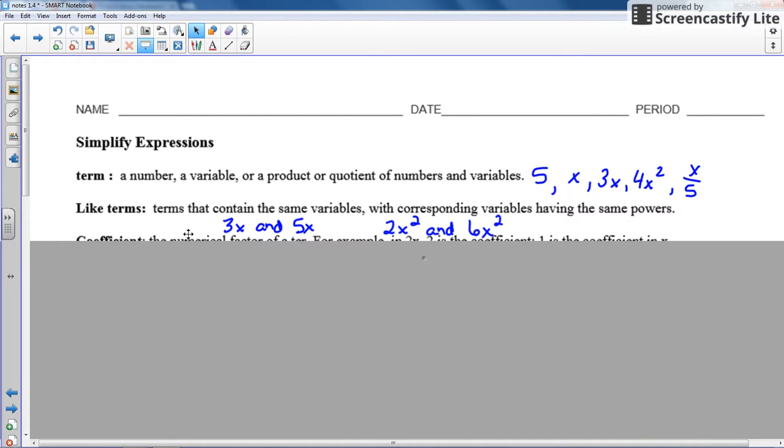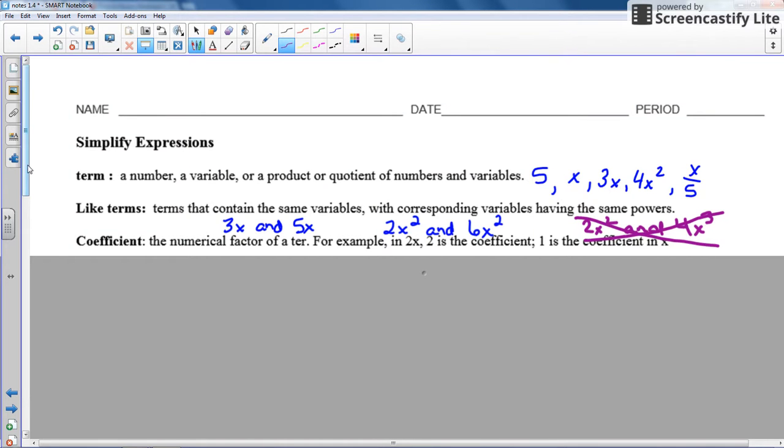Like terms are terms that contain the same variables, and if they have the same variables, they have the same powers. So for instance, 3x and 5x, same variable to the first power. 2x squared and 6x squared, same variable to the second power. A non-example would be 2x squared and 4x cubed. Those are not like terms because x squared and x cubed have different powers.